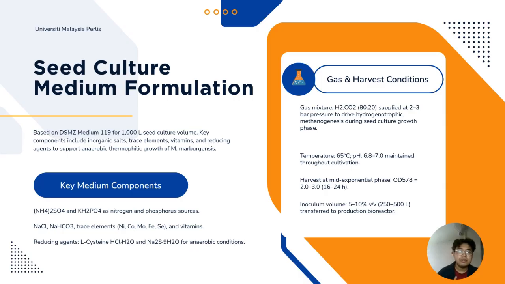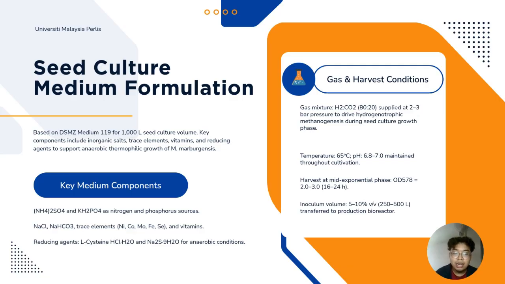Now, before we can produce methane at scale, we need to grow a healthy and active seed culture. This slide shows the formulation for our seed culture medium, which is based on the well-established DSMZ medium 119. The medium provides all essential nutrients, which includes inorganic salts like ammonium sulfate and potassium phosphate for nitrogen and phosphorus, as well as trace elements and vitamins that are crucial for the archaea metabolism.